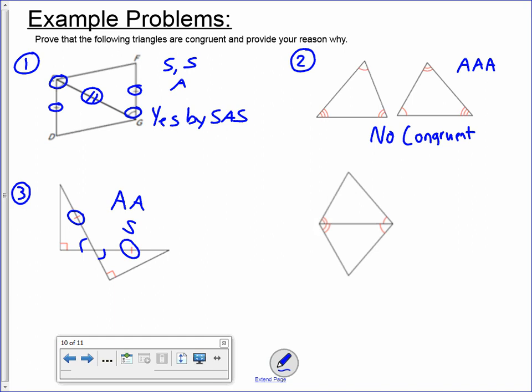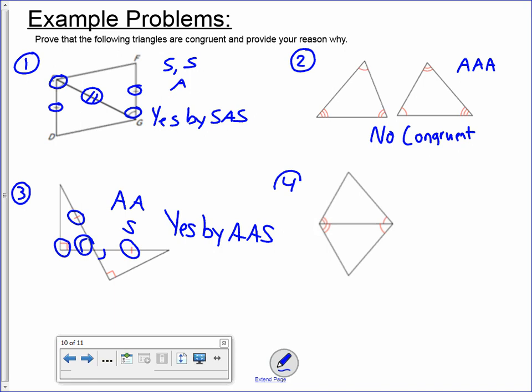This could be AAS or it could be ASA. It could be one of those 2. Well, let's check to see what order it comes in. It goes angle, angle, and then side. So I can say, yes, these are congruent by angle, angle, side because it is in that order.